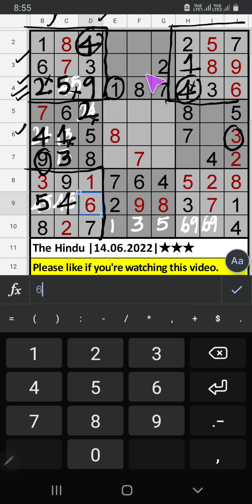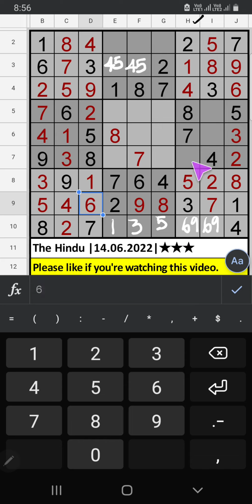Third row, 2 numbers are remaining, 4 and 5. It will come here in one of the 2 cells. We will confirm later. Column H, 2 numbers are remaining, 6 and 9. Seventh row, we already have 9. So 9 can't come in the cell, 9 is confirmed here. Then 6 is here. Ninth grid, only 1 number is remaining, 6. 6 is confirmed here.